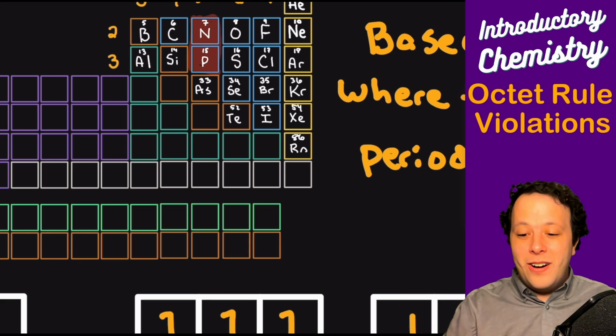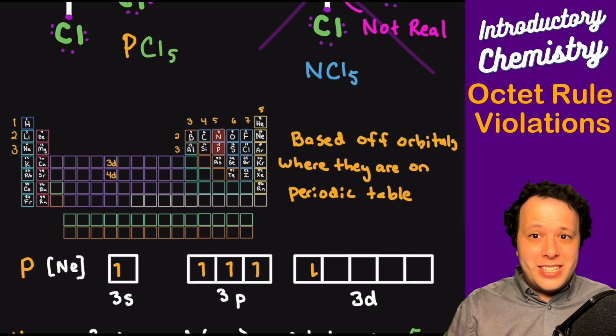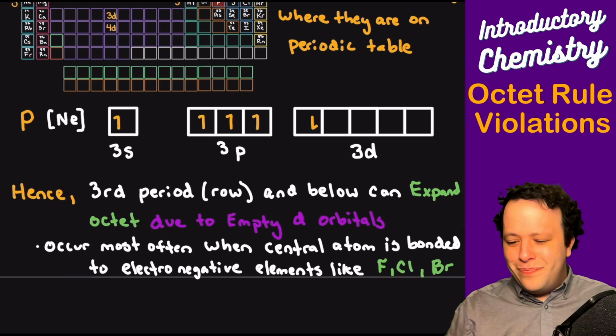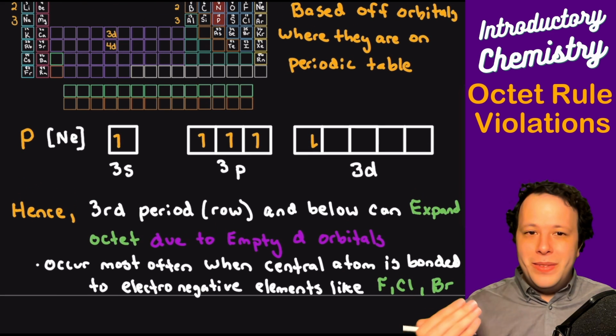their octet. It's a little funny. Even noble gases are actually possible for them to expand their octet and bond. So generally, when does this occur? Does it happen all the time? And the answer is no.